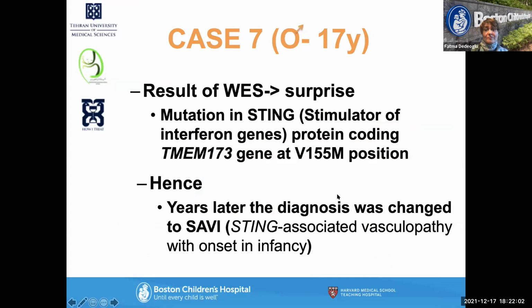And then the result of the whole exome sequencing was very surprising to us, because he had a mutation in STING, stimulator of interferon genes, with the classic mutation V155M. So years later, we were able to give him the diagnosis of SAVI, STING-associated vasculopathy with onset in infancy.